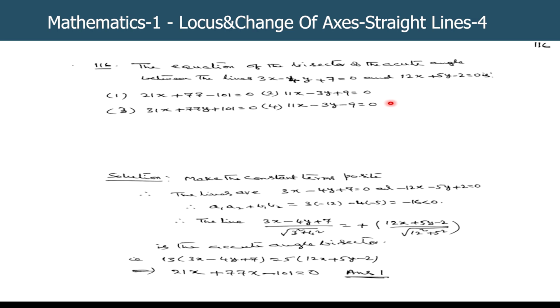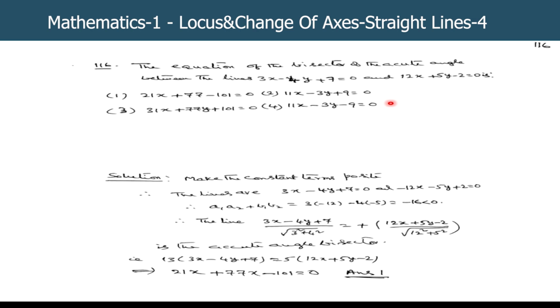See here, to find the acute angle bisector and the obtuse angle bisector, there are two ways. One is you write the angle bisectors, namely (a1x plus b1y plus c1) by root over a1 square plus b1 square is equal to plus or minus (a2x plus b2y plus c2) by root over a2 square plus b2 square. If you take the plus sign, it will represent one bisector, and with the minus sign, it will represent the other bisector. That is, if one represents the angle theta, then the other represents 180 minus theta.